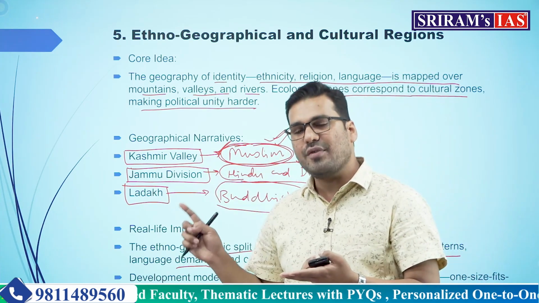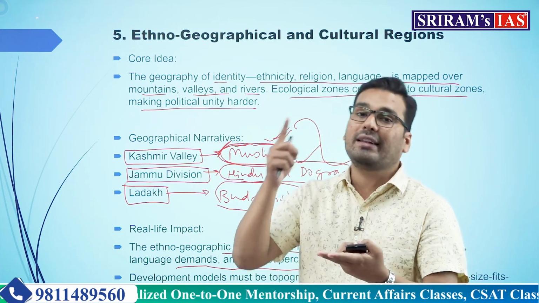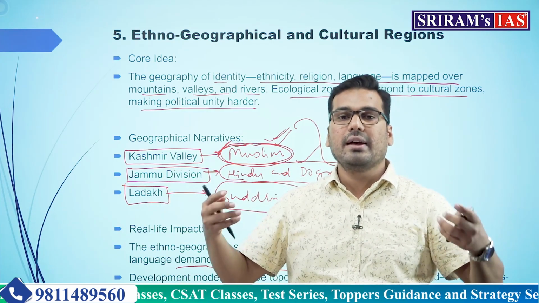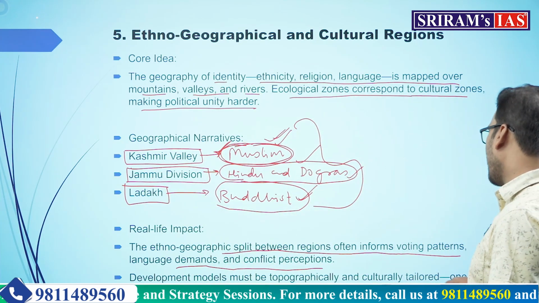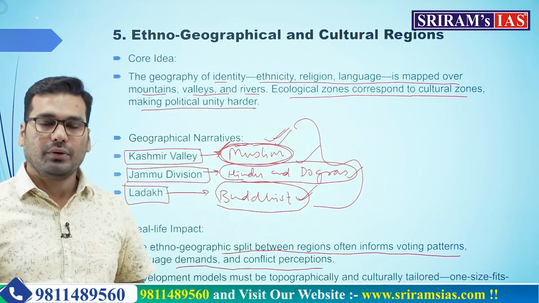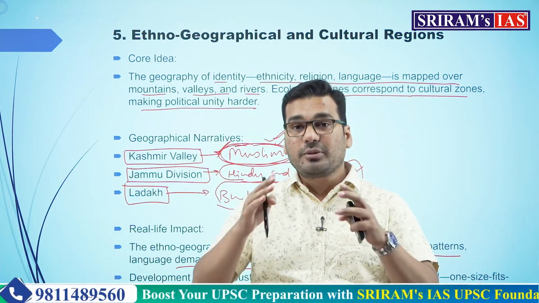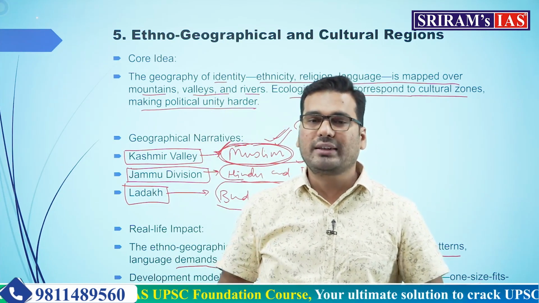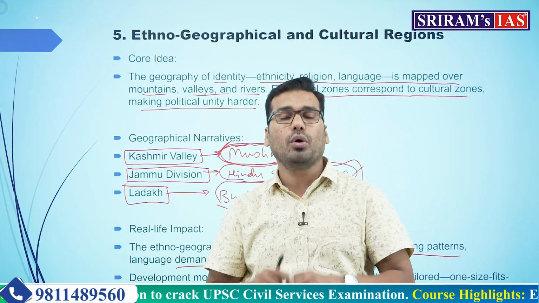So here the diversity is not only religious, but also cultural, also political, and also at the development level as well. So the diversity is very great, and that is why centrifugal forces are very strong. That is, the tendency to get separated is very strong. Development models must be topographically and culturally tailored. One size fits all fails here. Now what it's suggesting is that the development for Kashmir, the development for Jammu, and the development for Ladakh must be seen through different lenses. It will not happen that one plan is made and all the things are done. No. Because in Kashmir probably you need more development. Jammu is probably a bit more developed.